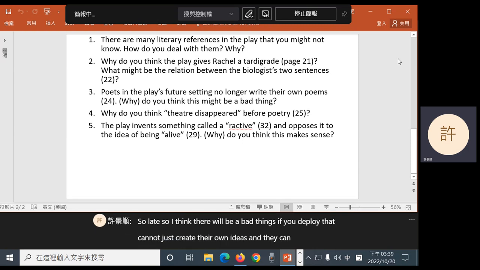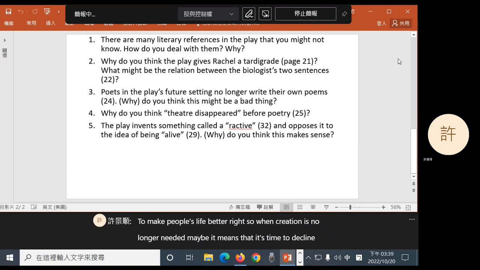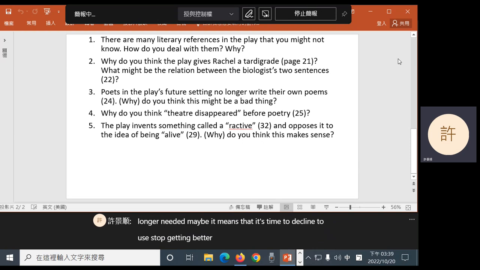And the second part, from my team member, is that imagination is the thing that makes our life better. For example, if people could not imagine that they can fly in the sky, how could airplanes be invented? So imagination is a way to make people's life better, right? When creation is no longer needed, maybe it means it's time to decline, to stop getting better. So if poets cannot create their own poems, I would think that's a bad thing. Yeah, that's all. Okay, thank you.